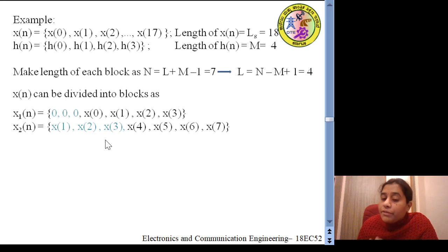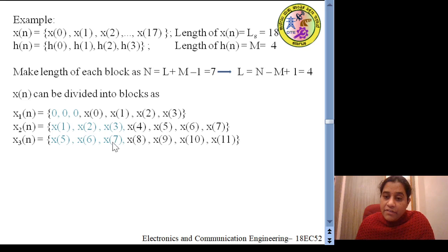So now what will be the next block? Obviously the first M minus 1 samples of the next block will be the last M minus 1 samples of the previous block. That means x5, x6, x of 7.